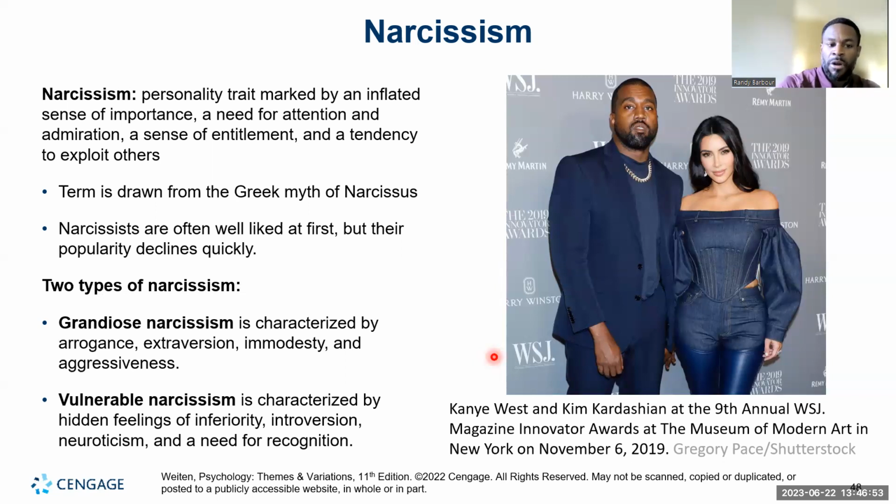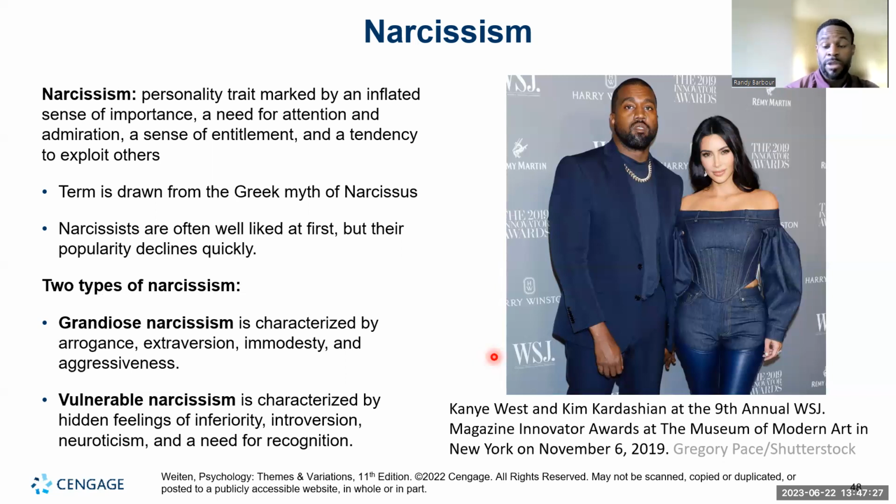You have two types of narcissism that we'll talk about here, and then the third one, we'll talk about collective narcissism. But the first two here, grandiose narcissism, this is characterized by arrogance, right? Extroversion, immodesty, and aggressiveness, right? This is the one where they're really outgoing, they're out there, right? We all know at least one or two that are really grandiose narcissists. A lot of celebrities, which we'll see next, have become grandiose narcissists.